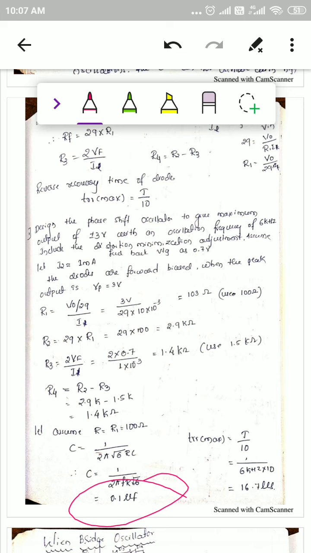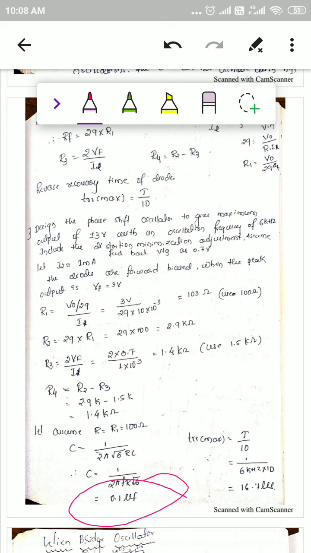Similarly, you have to calculate the reverse recovery time. If they ask you to design an RC phase shift oscillator, in that case you have to calculate R1, R2, R3, R4, the capacitance, and also the reverse recovery time of the diodes. So the reverse recovery time of the diode, TRR, is equal to T divided by 100. So how much is T? T you have to calculate from the frequency. What is the frequency value they have given?